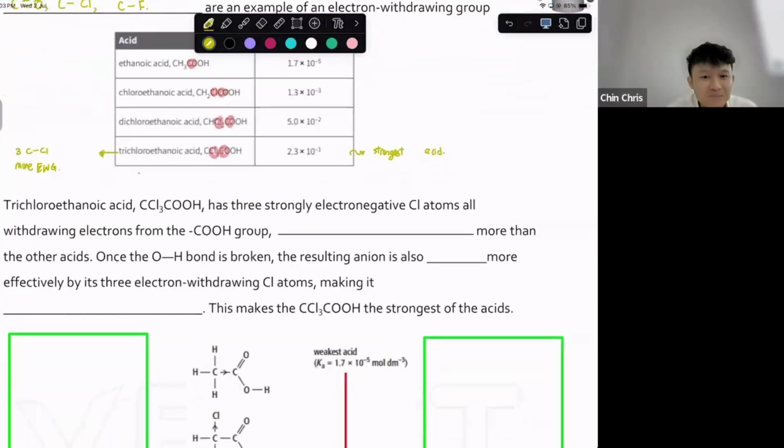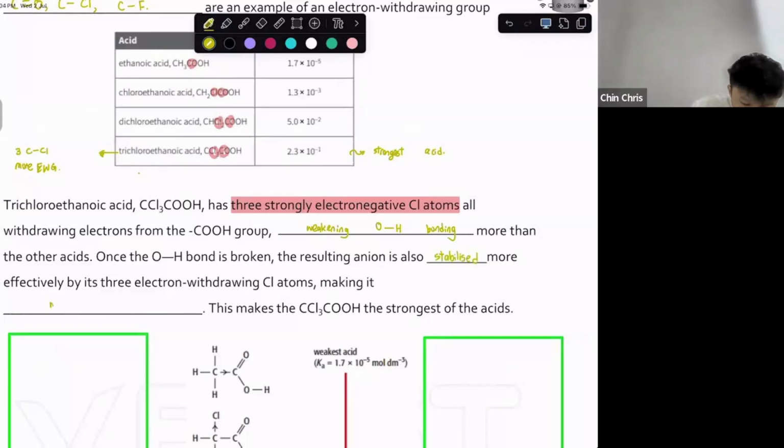Alright guys. Next, let's look at trichloroethanoic acid. It has 3 electronegative atoms, right? Which means all these C-Cl are going to weaken your OH even more. So weakening the OH bond even more. Hence, the resulting anion is also stabilized more, making it the most acidic.